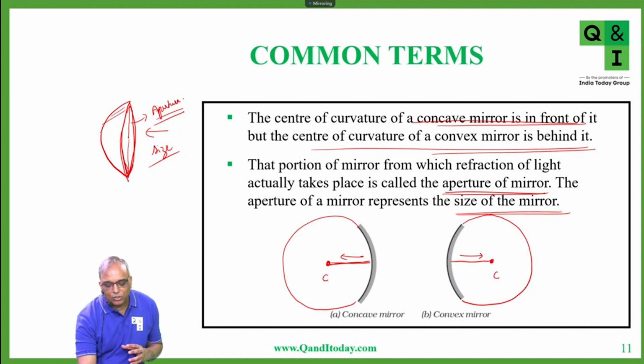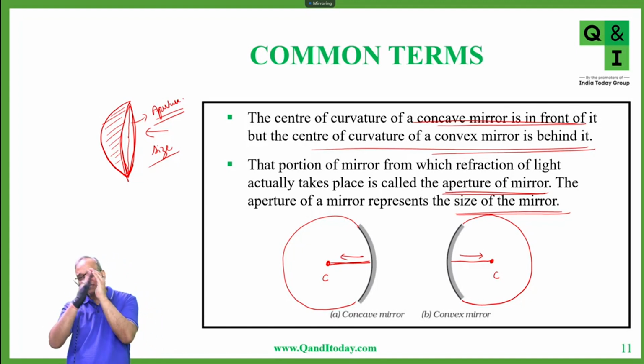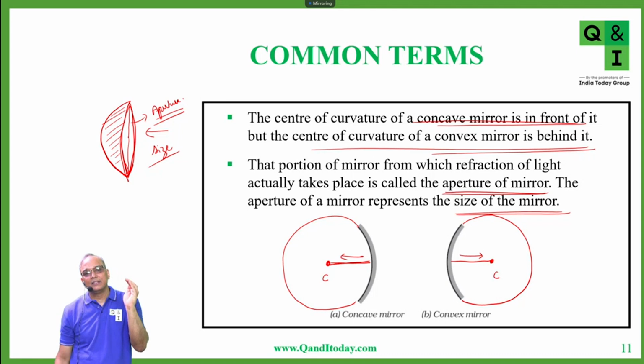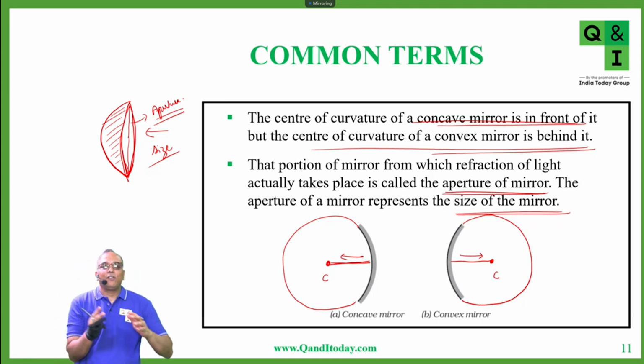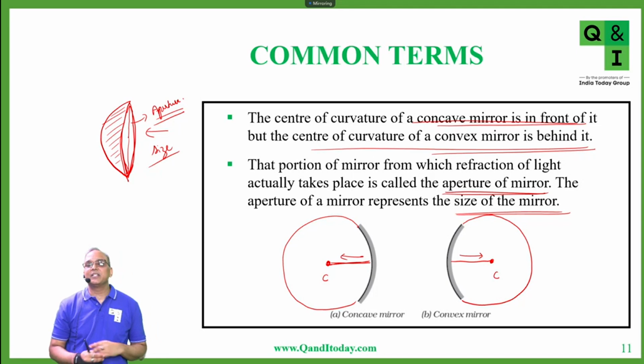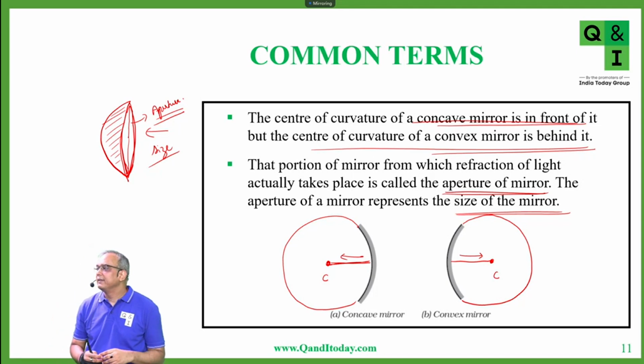We are talking about this concave mirror. This outer part is being silvered, and the inner surface is your reflecting surface. So the aperture would be the size of this. That portion of the mirror from which the reflection of light takes place is called the aperture of the mirror. Is it clear, students?